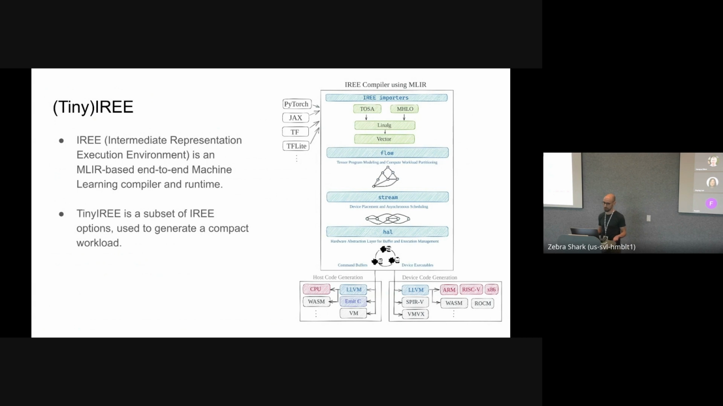So IREE is essentially an MLIR-based machine learning end-to-end compiler. And TinyIREE is a subset of IREE options, which we use to generate a compact workload. So for the host code generation, this means that we are mainly interested in the LLVM backend to generate CPU code and more or less also in IMC. I will come to that a few slides later. And for the device code generation, we mainly care about LLVM. So SPIR-V or VMVX, that's not really of interest for us when running IREE on a bare metal ARM device.